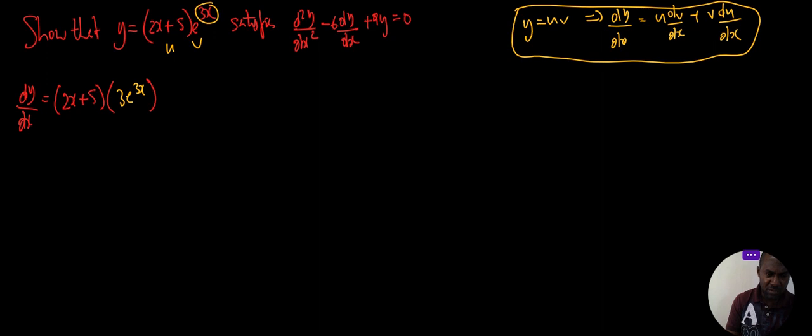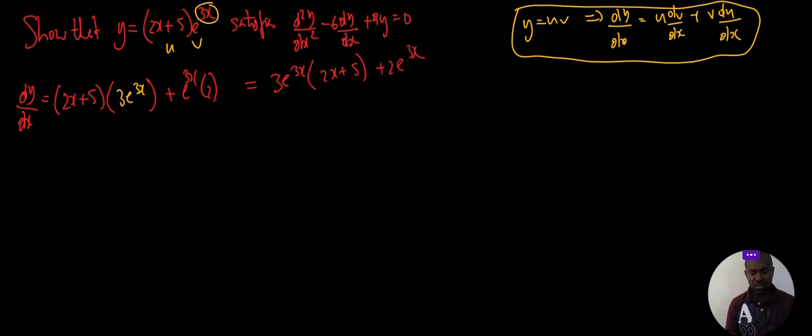This is u times dv by dx, then plus v, which is e to the 3x, times du by dx, which is simply 2. When you differentiate 2x plus 5 with respect to x, you simply get 2. And so what we get here is that dy by dx is equal to 3e to the 3x times 2x plus 5 plus 2e to the 3x.